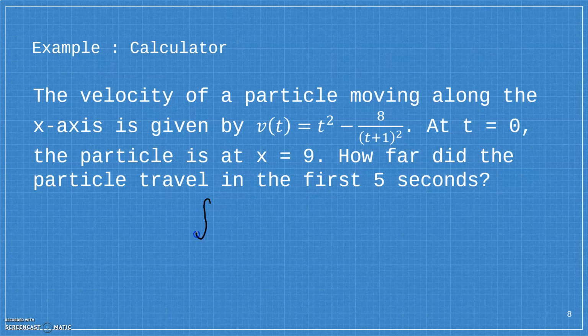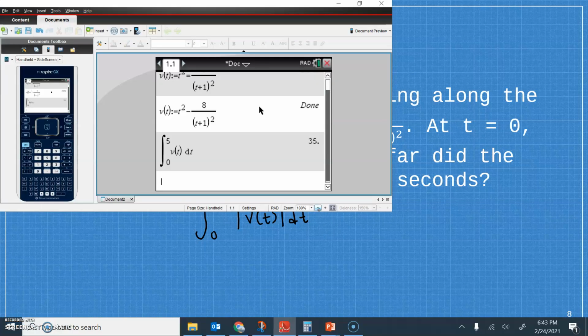So with a calculator, the easiest way to do this is to go from 0 to 5 of the speed function. So we're going to take the absolute value of that velocity function and do that integral. That's going to account for any backwards or forwards motion. It's going to make it all just distance.